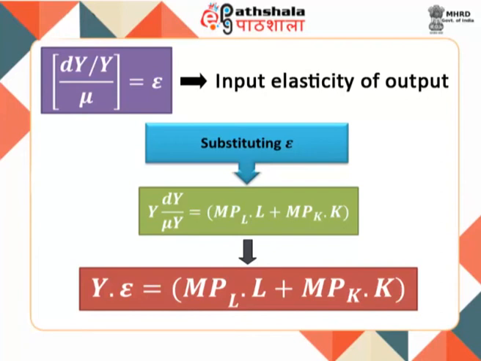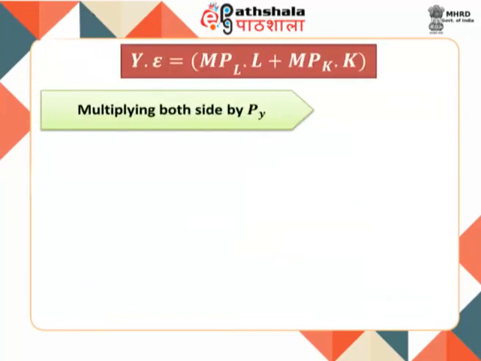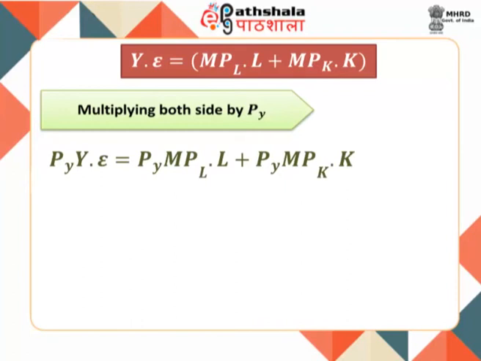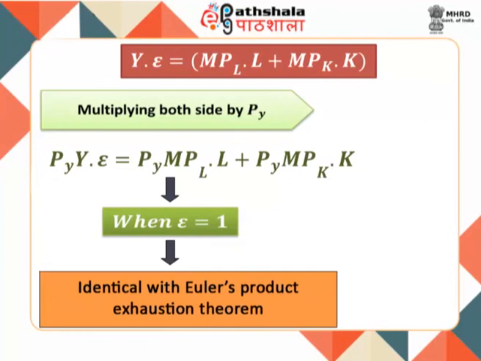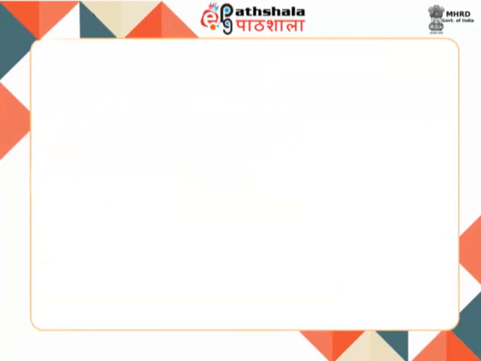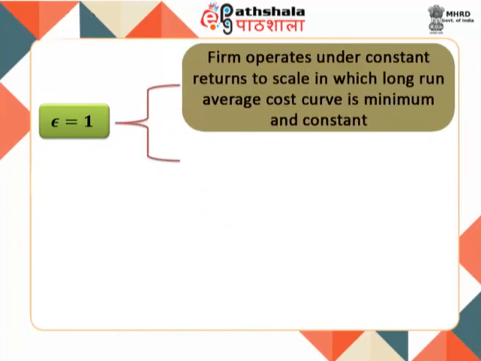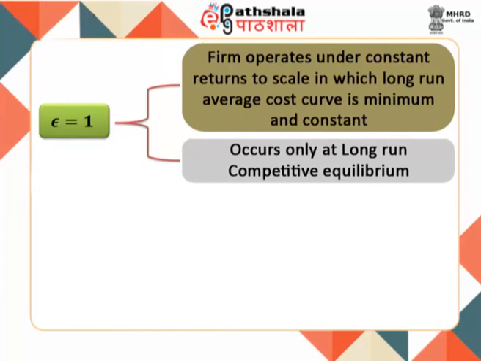Multiplying both sides by Py, we have Py Y into epsilon equals Py marginal product of L into L plus Py marginal product of K into K. When epsilon equals 1, the equation gives the expression which is identical with Euler's product exhaustion theorem. This implies that when epsilon equals 1, the firm operates under constant returns to scale in which long-run average cost curve is minimum and constant, and it occurs only at long-run competitive equilibrium.